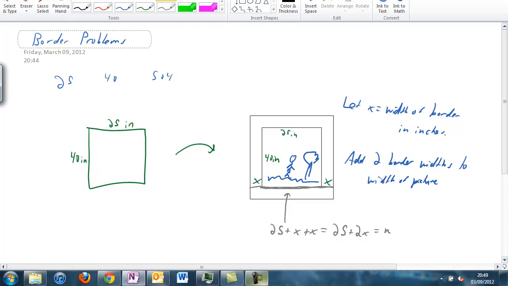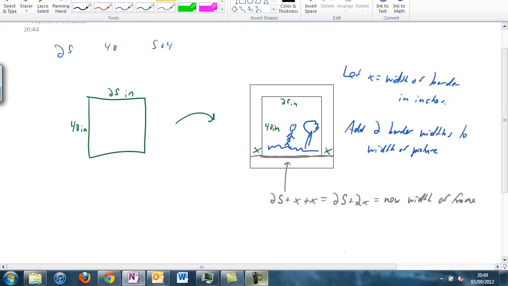We can call that the new width of the frame, since that's basically the width of the frame. By the same logic, our length is now the original 40 plus 2x. And that's equal to the new length of the frame.